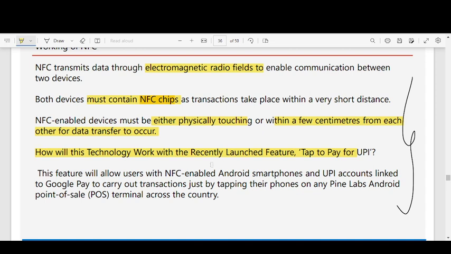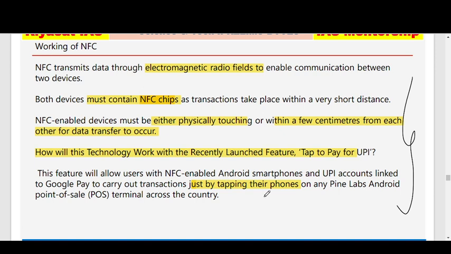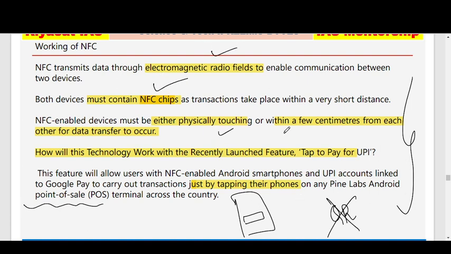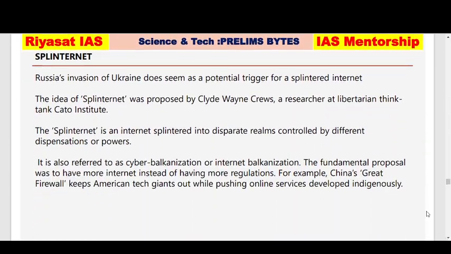Now, how this technology will work: it is just by tapping their phones. When you go near any shop and want to do a transaction, instead of scanning the QR, your phone will have a message saying click here to pay, and you can pay just by a single click at the point of sale terminal. Clear? So basically this was your NFC, which is very important. These are all your prelims facts which you need to know. Now let us move to the next topic, that is splinternet.